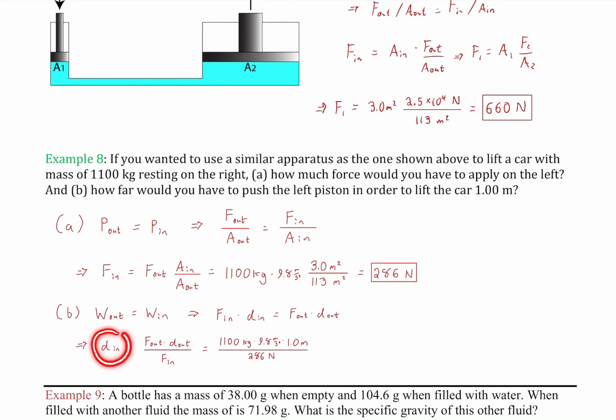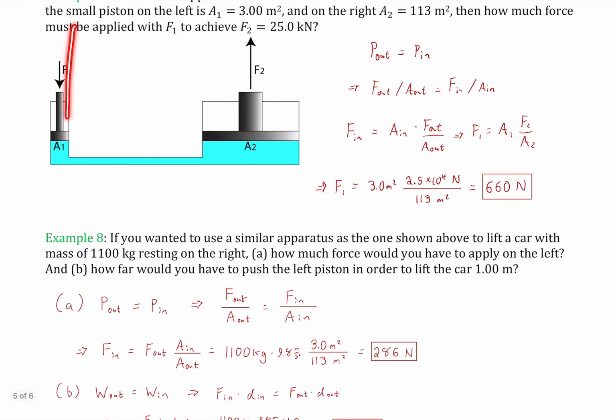So then I solve for the distance in order to get a lifting distance of 1 meter. I put in my F out, which I know to be about 11,000 newtons, or 1,100 kilograms times 9.8 meters per second squared, divided by the F in that I found through conservation of pressure, or lossless transmission of pressure, and then solve for that distance. What are we going to get? A really big number, 37.7 meters, well over 100 feet. That means you'd have to push this piston really, really far in order to get a very small lift.